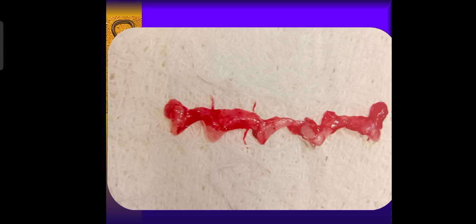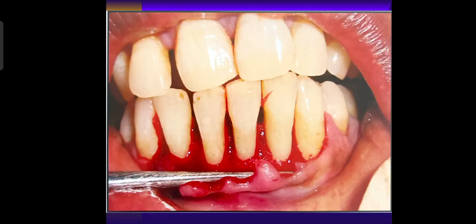We can see in this picture the granulation tissue, or the lateral wall of the pocket. It contains all the inflammatory component that is there in the pocket wall. Now it is removed. Later on, once the tissue tags and granulation tissues are removed, we'll be doing thorough scaling and root planing of the area.